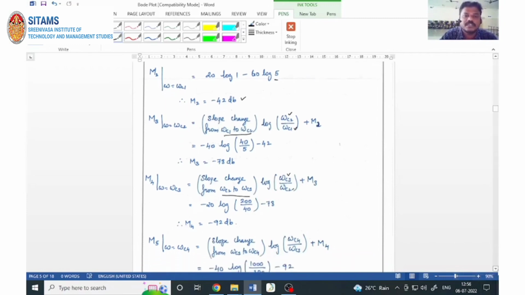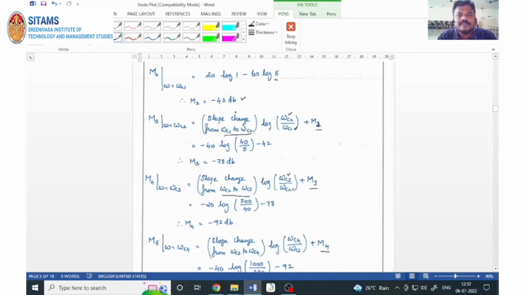This will continue if n corner frequencies are present, and the formula is not complete without adding the previous magnitude. In all the values you have to add the previous magnitude. For this m3 I have added m2. For m4 I have added m3. For calculating m5 I have added m4. The previous magnitude should be added.